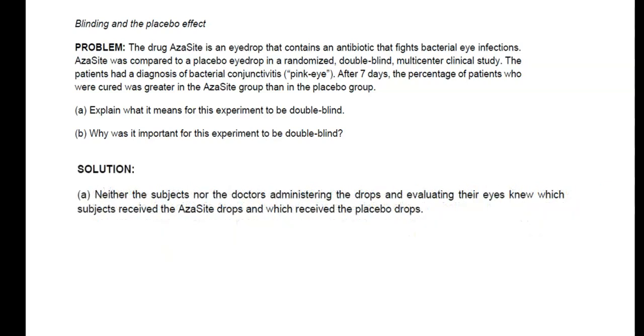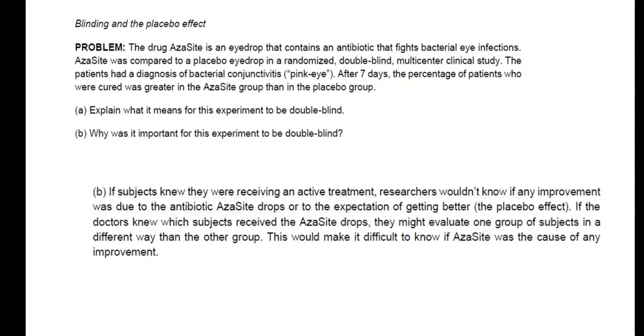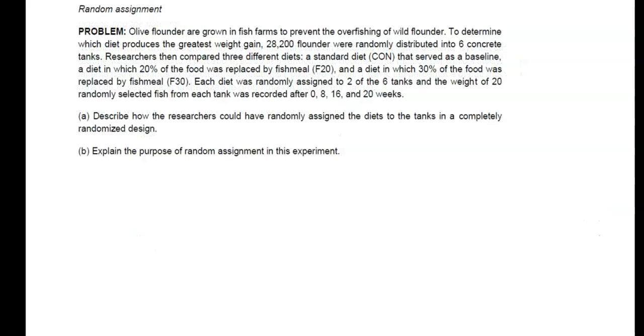Subjects wouldn't know if their eyes would get better and receive the placebo drops. If the subjects knew they were receiving an active treatment, researchers wouldn't know if any improvement was due to the drops or just the expectation of getting better. If the doctors knew, they might evaluate one group of subjects in a different way than the other group. If they knew and they wanted their study to be successful, they might fudge it a little bit and make the results look a little bit more impressive than they would have been without knowing.